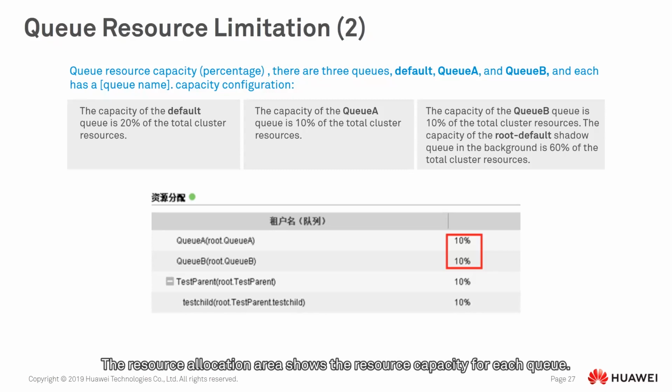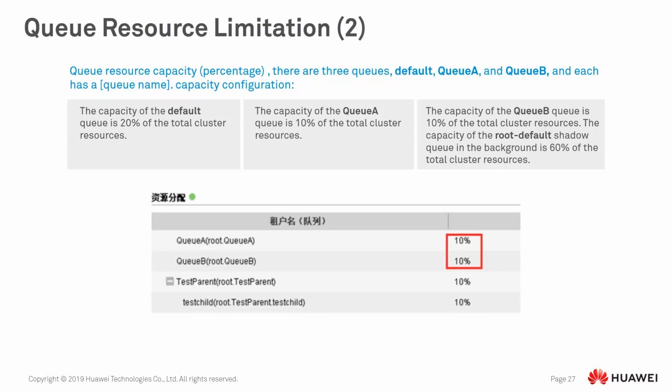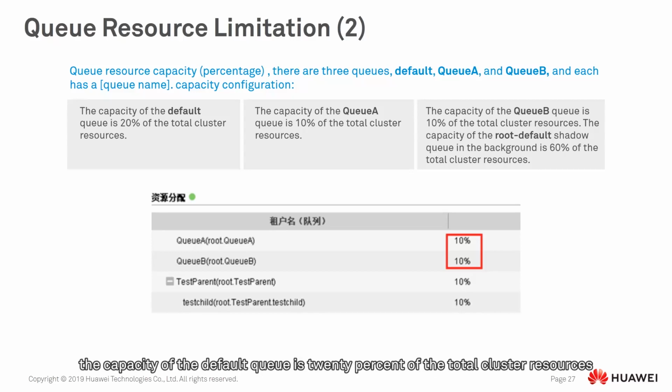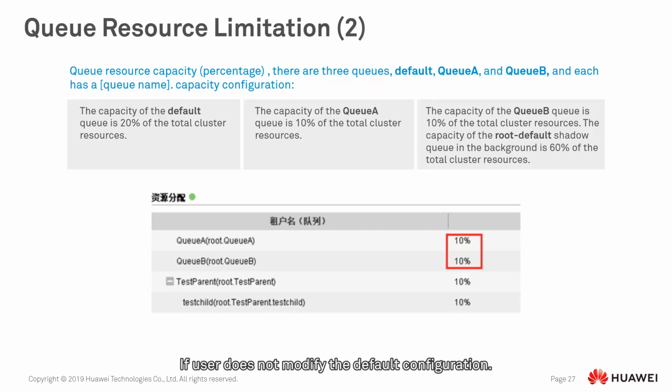The resource allocation area shows the resource capacity for each queue. The resource capacity of queues can be configured by users. By default, the capacity of the default queue is 20% of the total cluster resources, and the capacity of the new queues is 10% of the total cluster resources if the user does not modify the default configuration. And there is a shadow queue in the background. A shadow queue is named XXDefault, which is invisible. The remaining resources of the cluster are allocated to this queue.